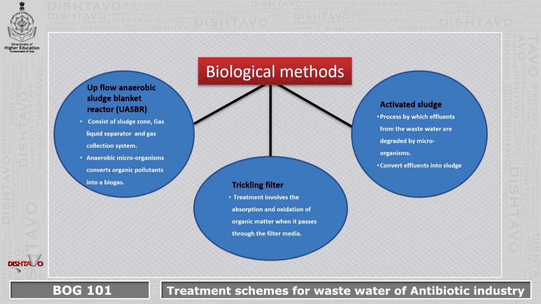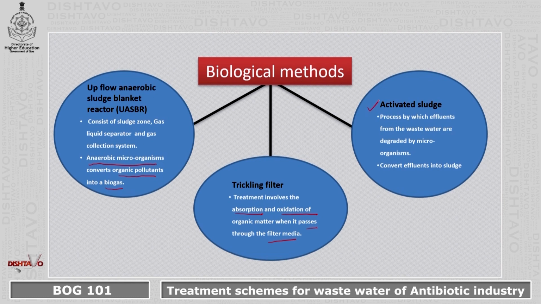Now let us learn about the biological methods of antibiotic industry wastewater treatment scheme. The first is upflow anaerobic sludge blanket reactor, also called UASBR, which is an anaerobic process where anaerobic microorganisms will convert the organic pollutants into biogas. The next is the trickling filter, which is an aerobic process which involves absorption and oxidation of organic matter into a sludge when it passes through the filter media.